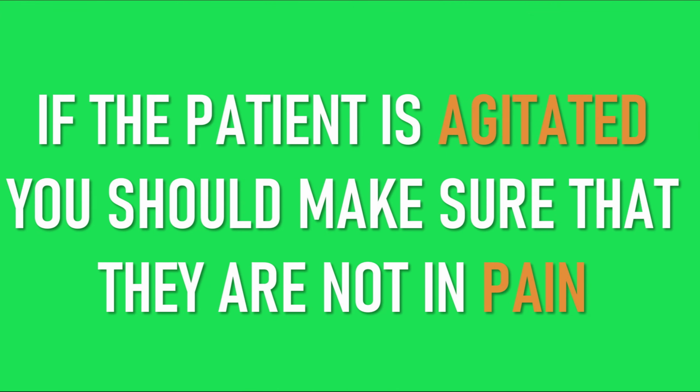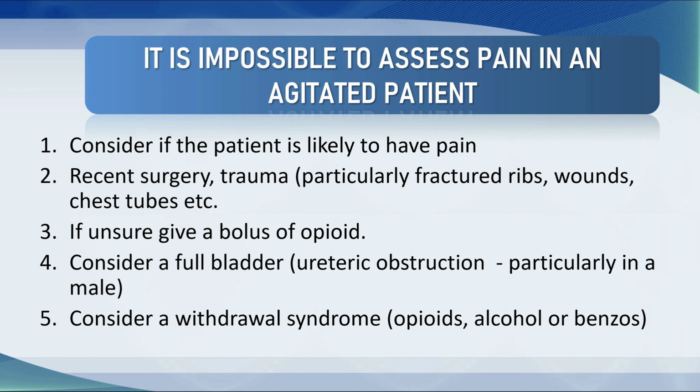If a patient becomes acutely agitated, it is imperative to ensure that they're not in pain. The situations in which you should consider pain to be a problem are patients who've had recent surgery or those who've been involved in trauma, particularly if they have fractured ribs, wounds, chest tubes, etc. If you're not sure, give the patient a bolus of opioid and see what happens. You should also consider a full bladder due to ureteric obstruction. This is a huge issue post-operatively in the recovery room where patients may become very agitated and they can't tell you what the problem is.